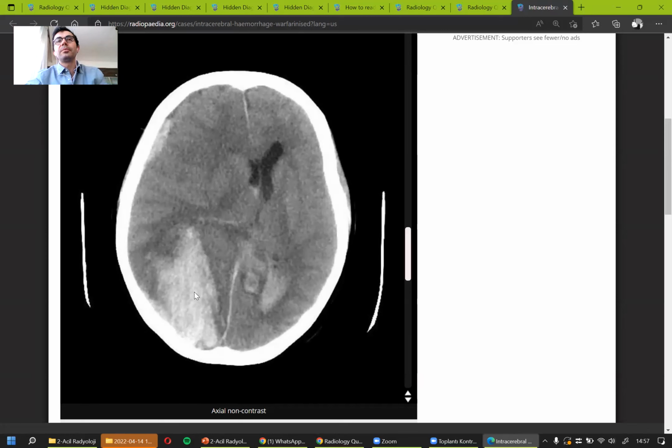Can anybody think of any pathology which is causing this? Hematoma. Hematoma, great. What else?